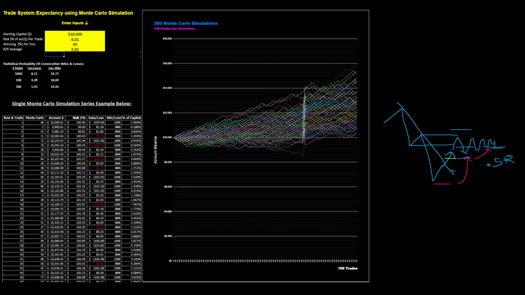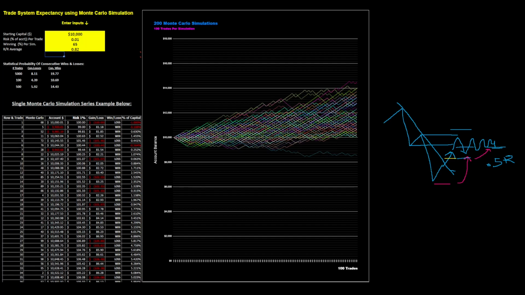Enter that into the Monte Carlo. Are there some unlucky people? Yeah, there's one unlucky person here. Look, it turns into a big loser. The account never quite recovers with this win rate of 65% and a 0.82. The vast majority of people are still in the green. You see that?